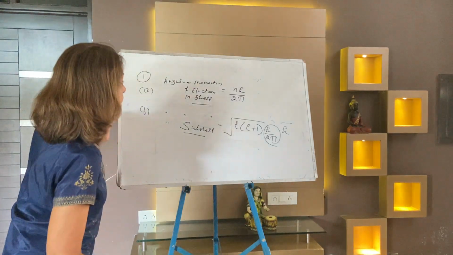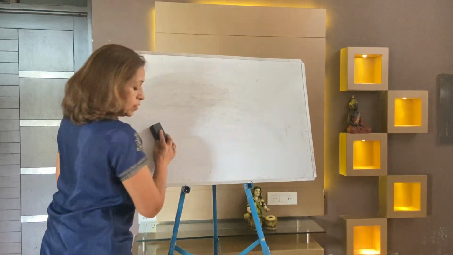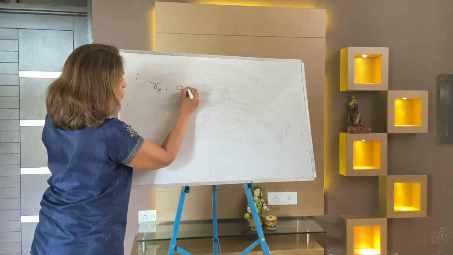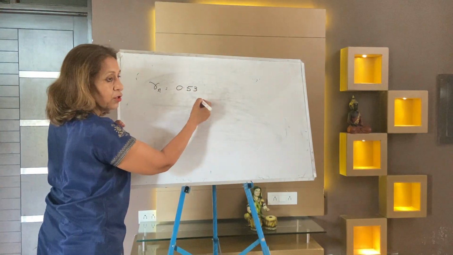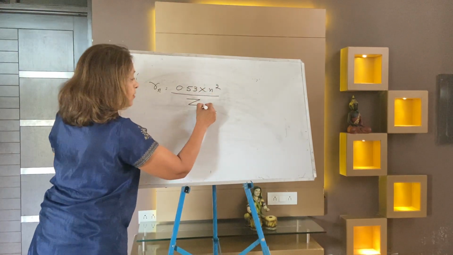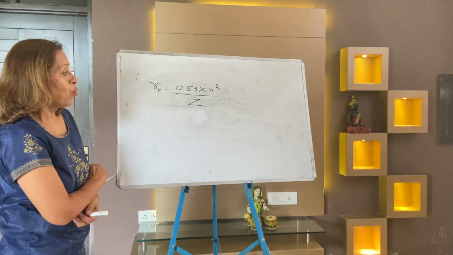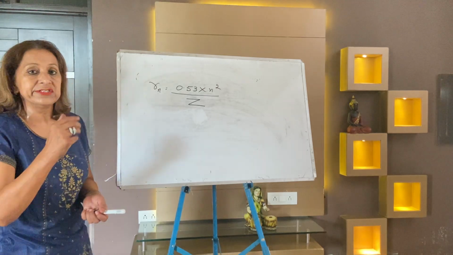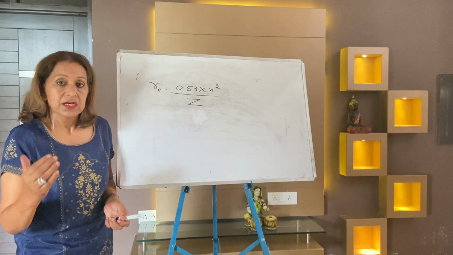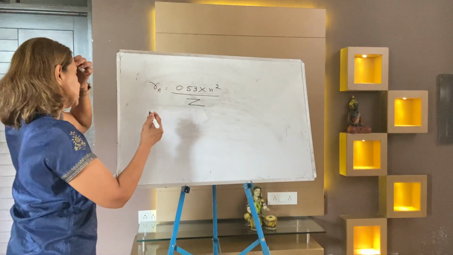Now, second, to find the radius of any shell, it is equal to 0.529 into n square by z. You take this formula, with radius in angstrom, 0.529 into n square by z. What is z? It is the atomic number of the atom or ion which has a single electron.